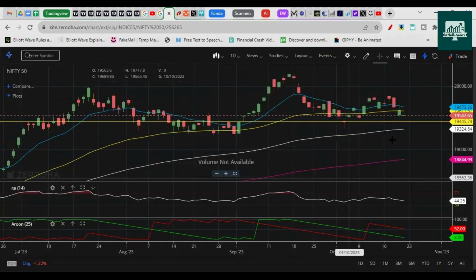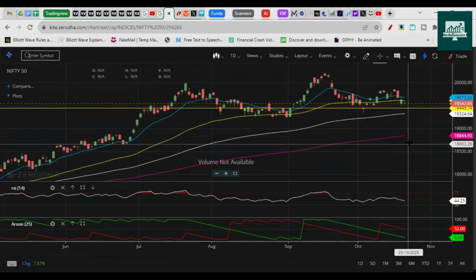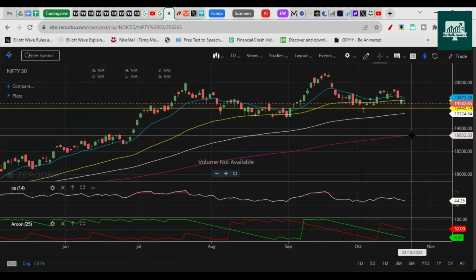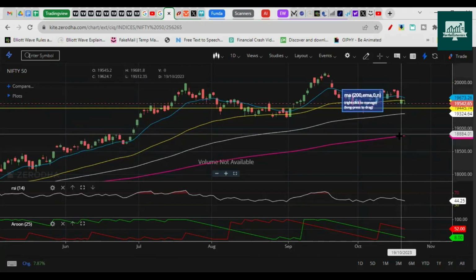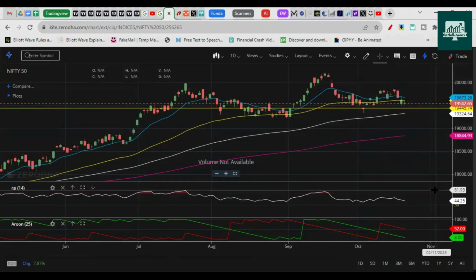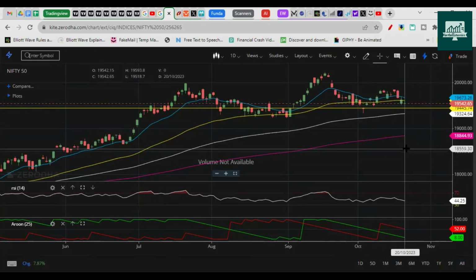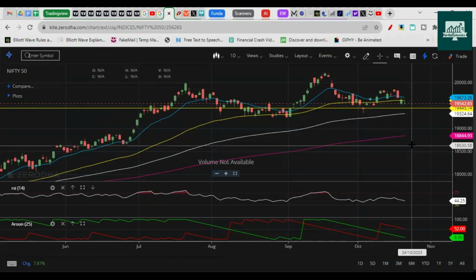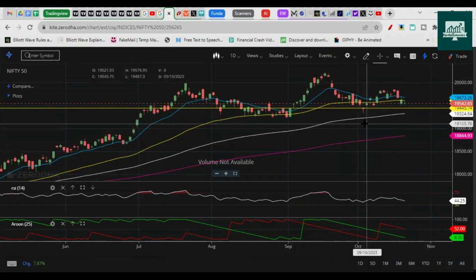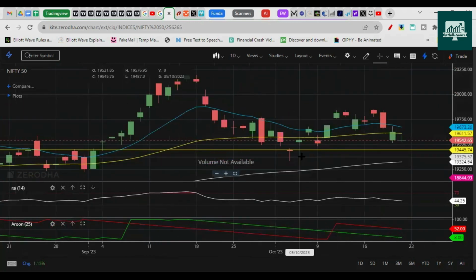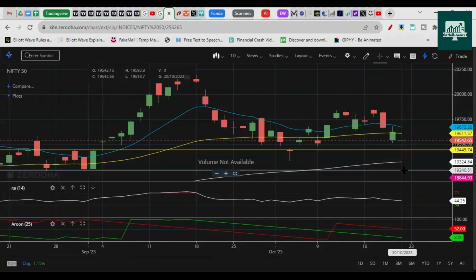Only when it breaks this low of 19,333 would we assume that the Nifty is going to drop further towards the 200 EMA, which is at 18,850 something, right? So around 18,850, it can dip on the downside. Most likely it will go down a few more points after breaking the 100 EMA, or you could say after breaking 19,333. So both conditions are open.